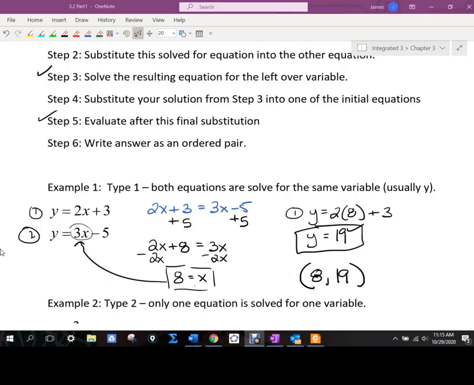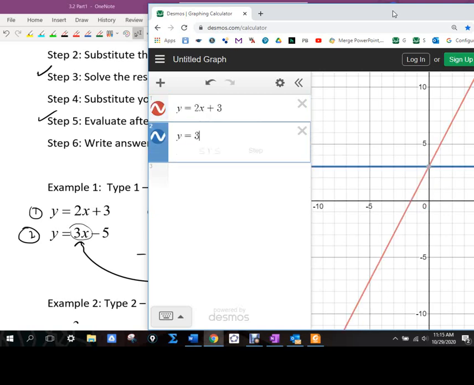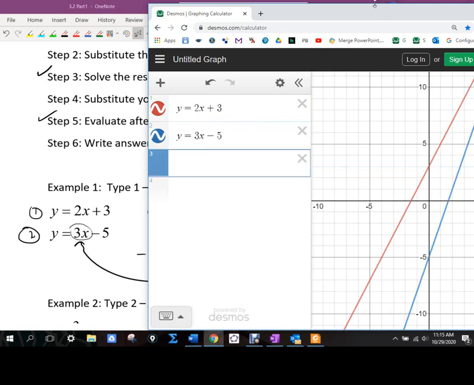All right, so if we go back to what we talked about in section 3.1, and I graph these two lines, y equals 2x plus 3, and y equals 3x minus 5.